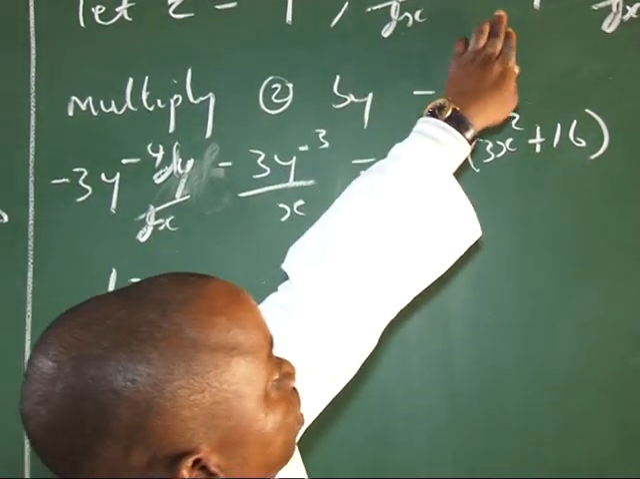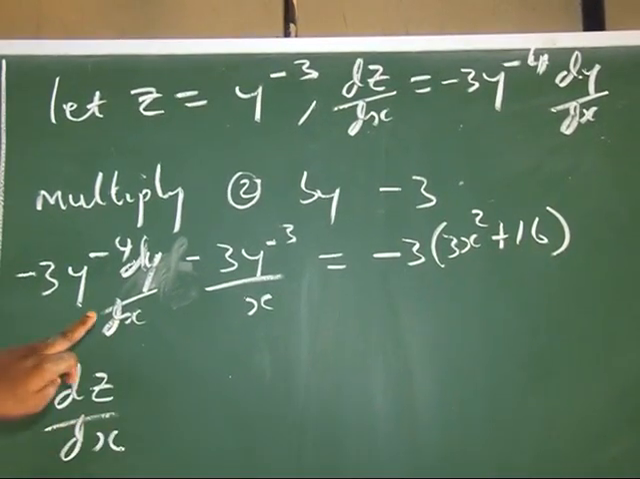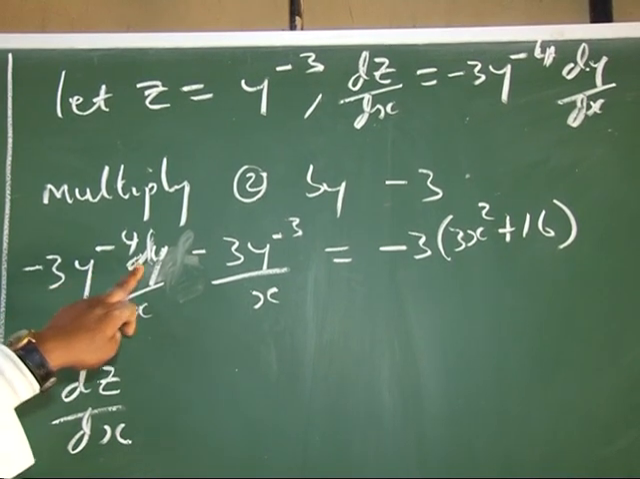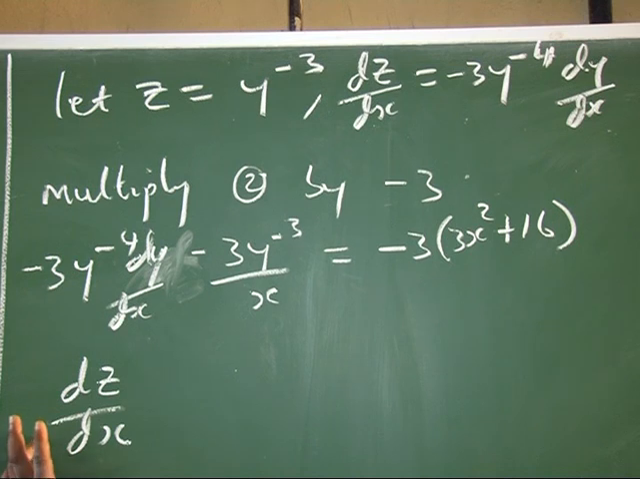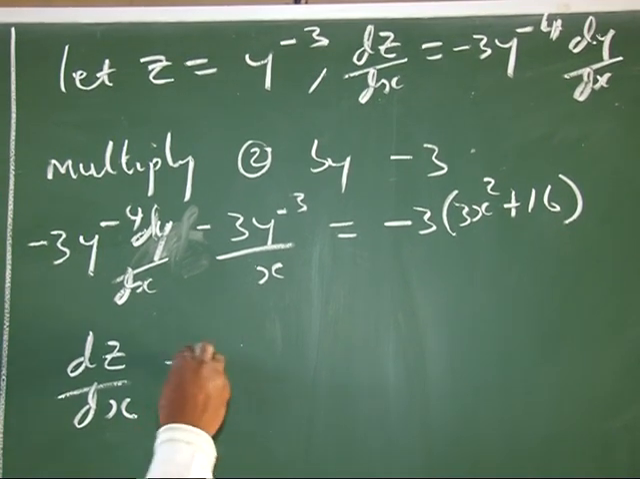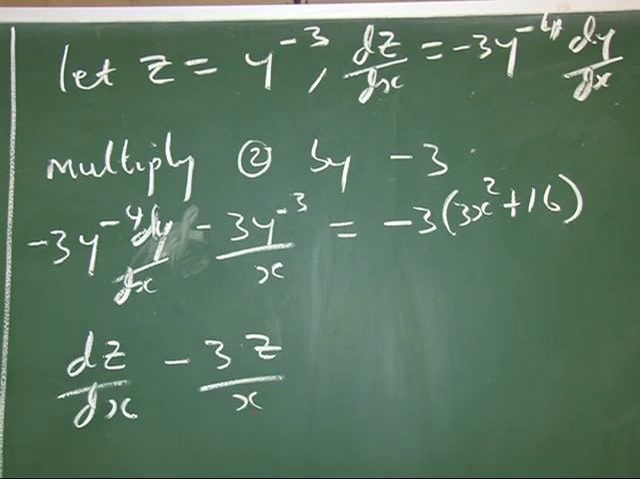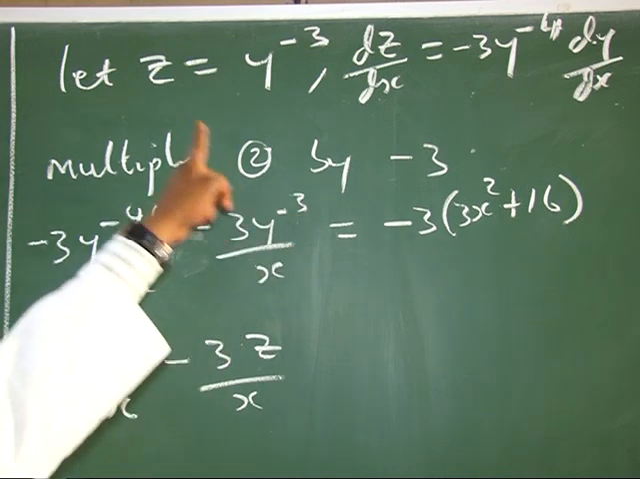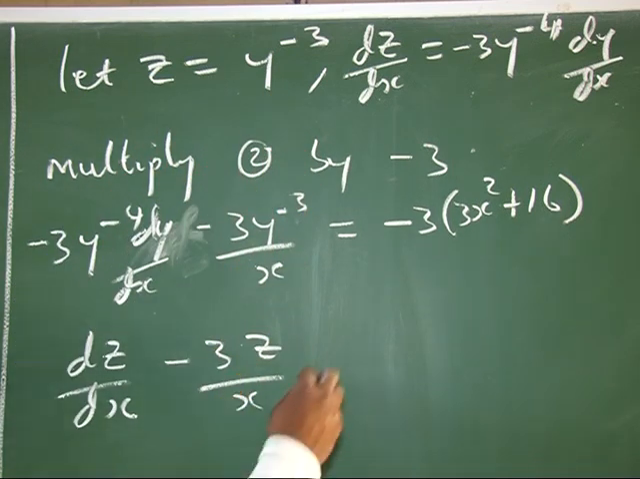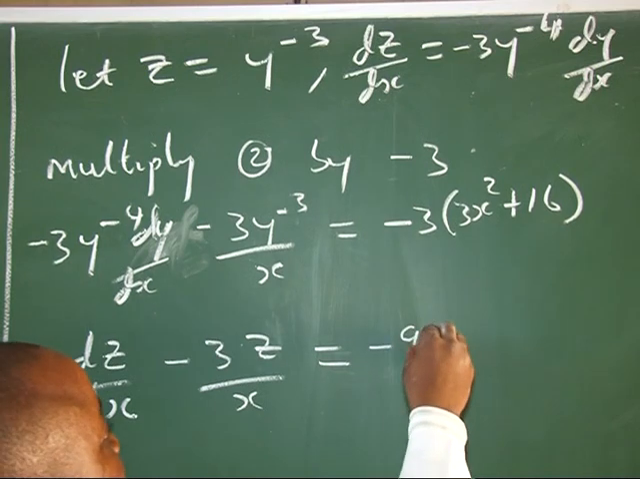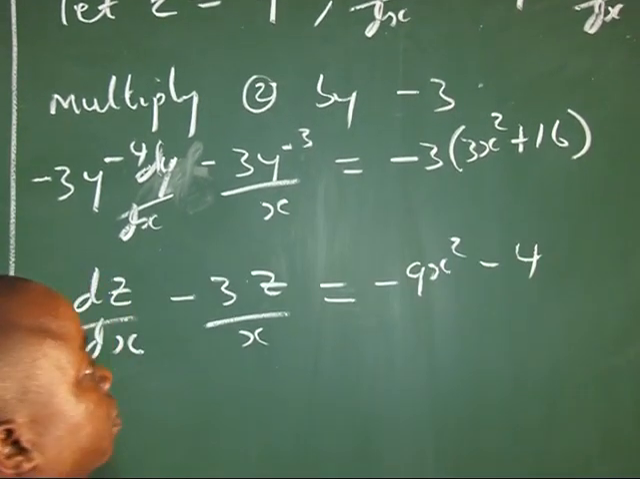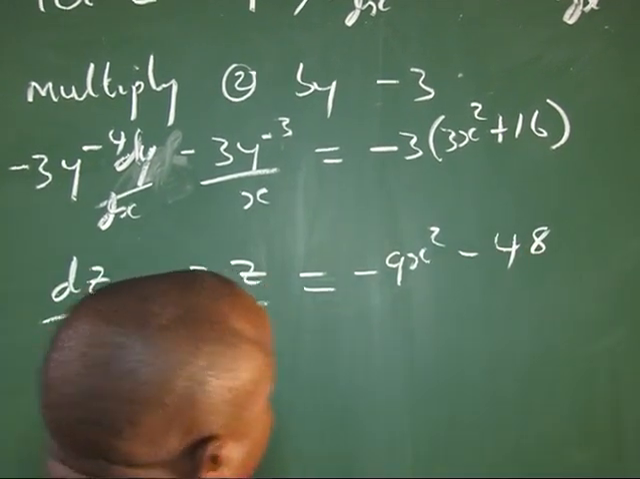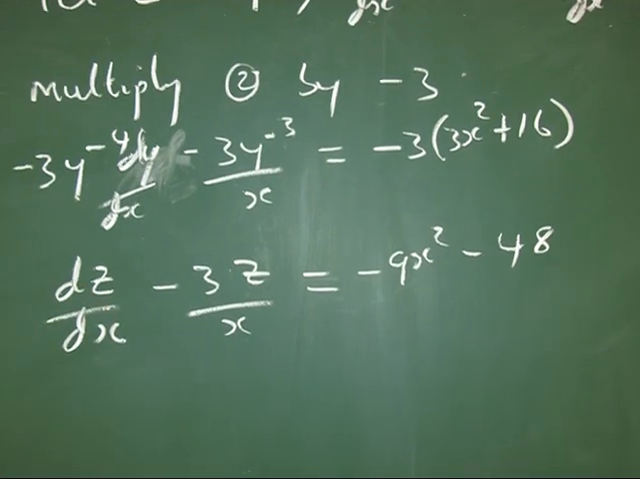dz/dx is minus 3y raised to negative 4 dy/dx. Then minus 3y raised to negative 3 over x, so that is the z. Minus 3z all over x. You know why we say z? Because z is y raised to minus 3. Look at z, y raised to minus 3. So we put z, which is now the same as minus 9x² minus 3 times 16, that is minus 48. Yeah, minus 48. So we have that.